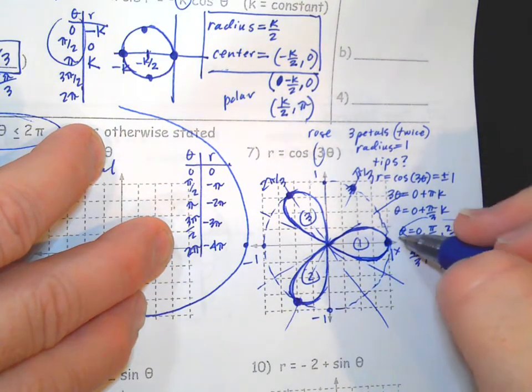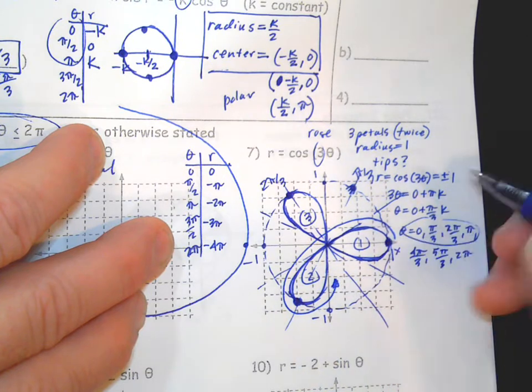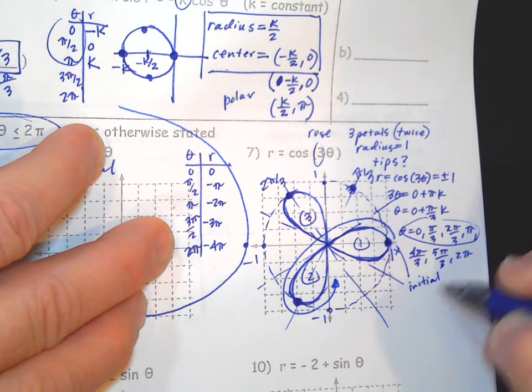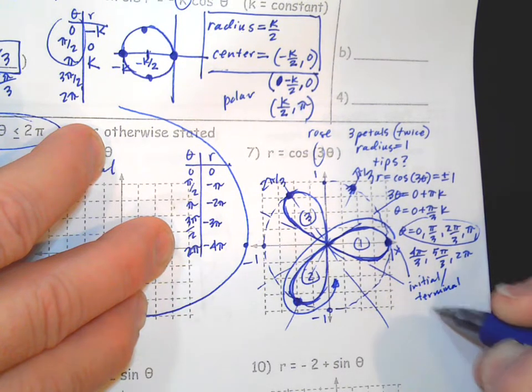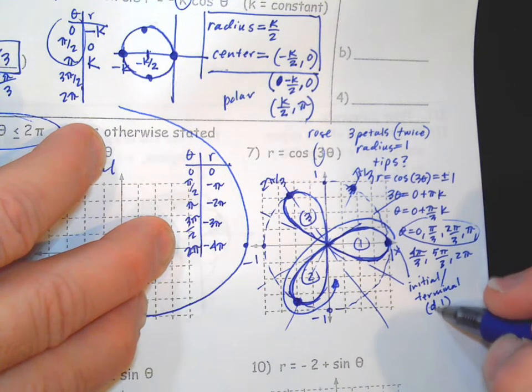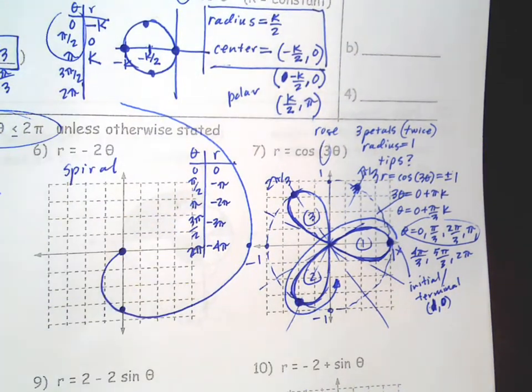So the direction is, it starts right here and it goes like this, right? So this is the initial and terminal point, which is at 0, 1 in polar. Oh, sorry, 1, 0 in polar. Also 1, 0 in Cartesian. Okay, so that's what I'm looking for. Number of petals, nice graph.